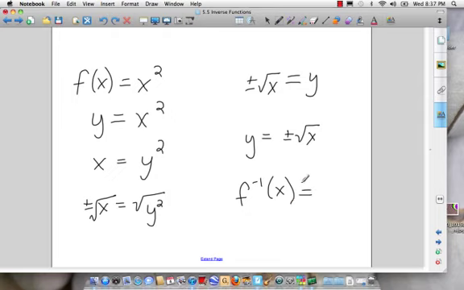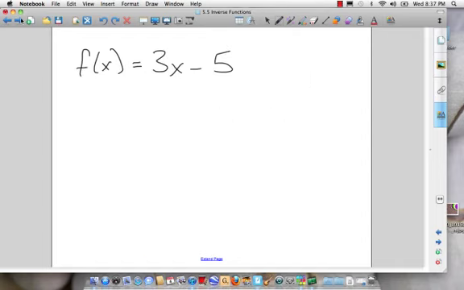You do that if the result is a function, but in this case it's not because of that plus or minus. You plug in a certain x value, you get out two y values, a positive one and a negative one. So the inverse is not a function, so you would just stop here and describe the inverse with that equation, or actually two equations, square root of x and negative square root of x. Okay, let's look at another example.